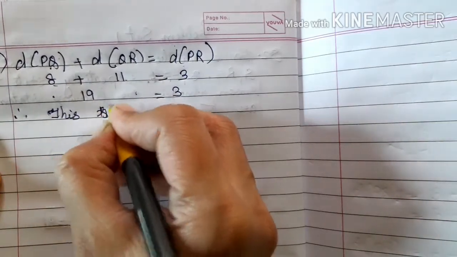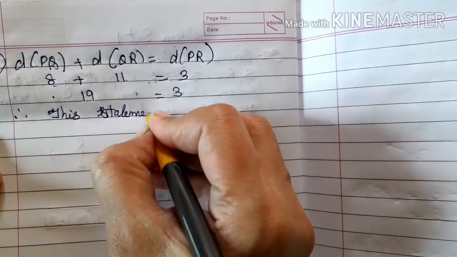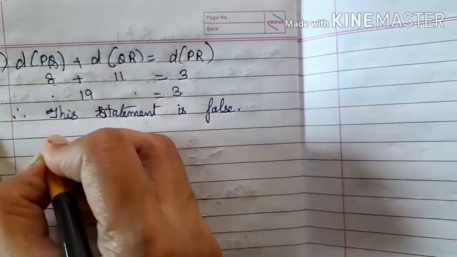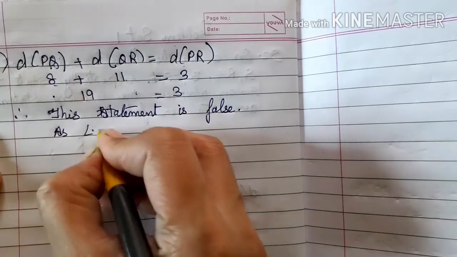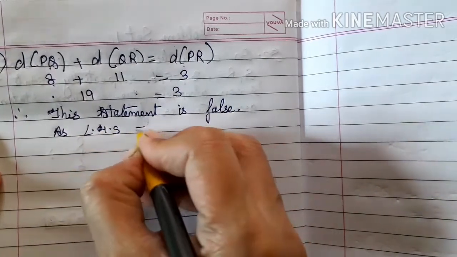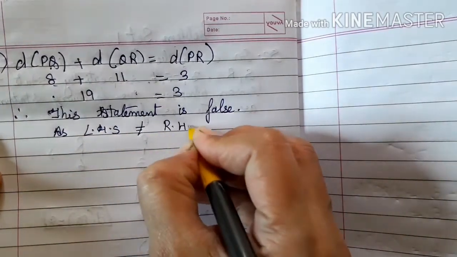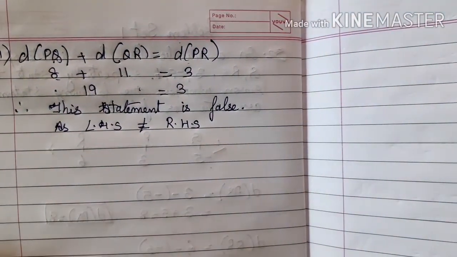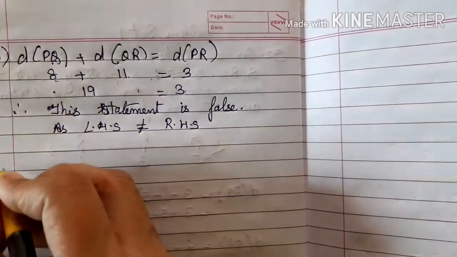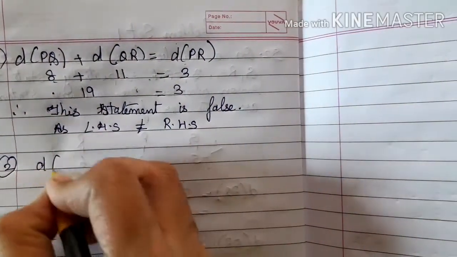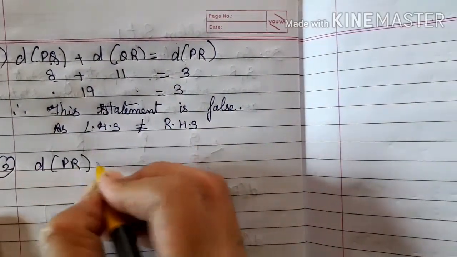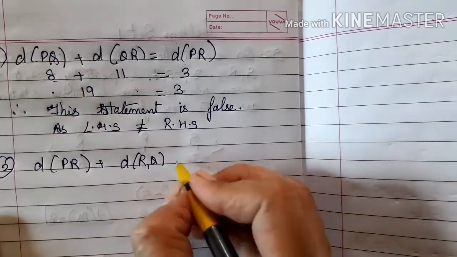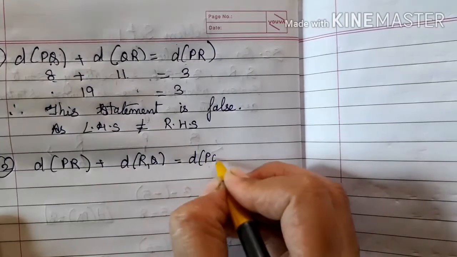This statement is false as LHS is not equal to RHS. Hope you understood how to write it in the sentence form. Okay, now moving towards the second question. Distance of PR plus distance of RQ is equal to distance of PQ.